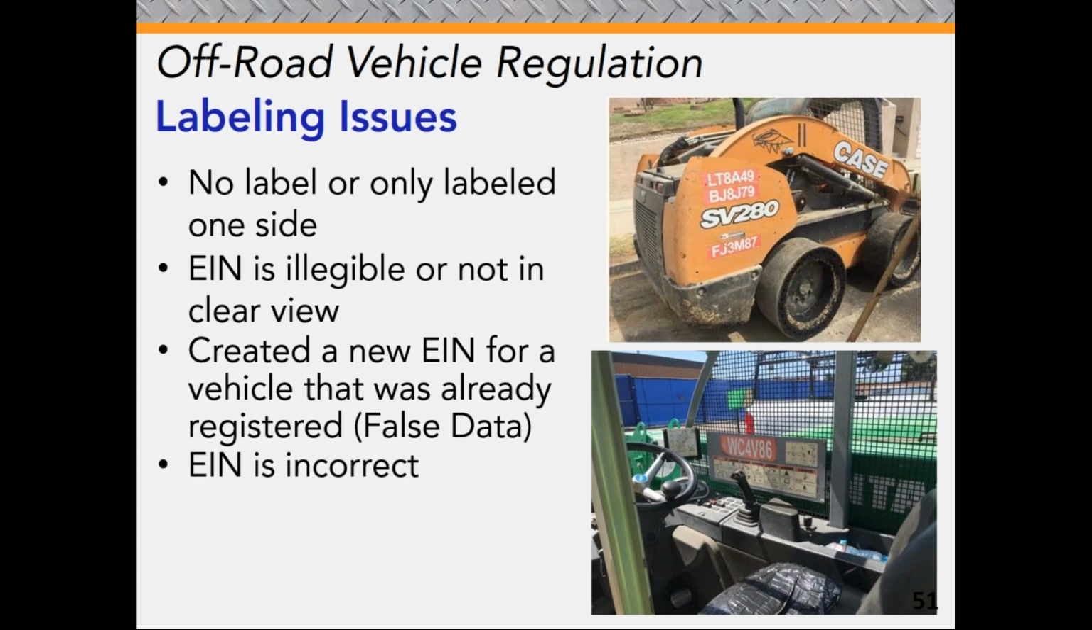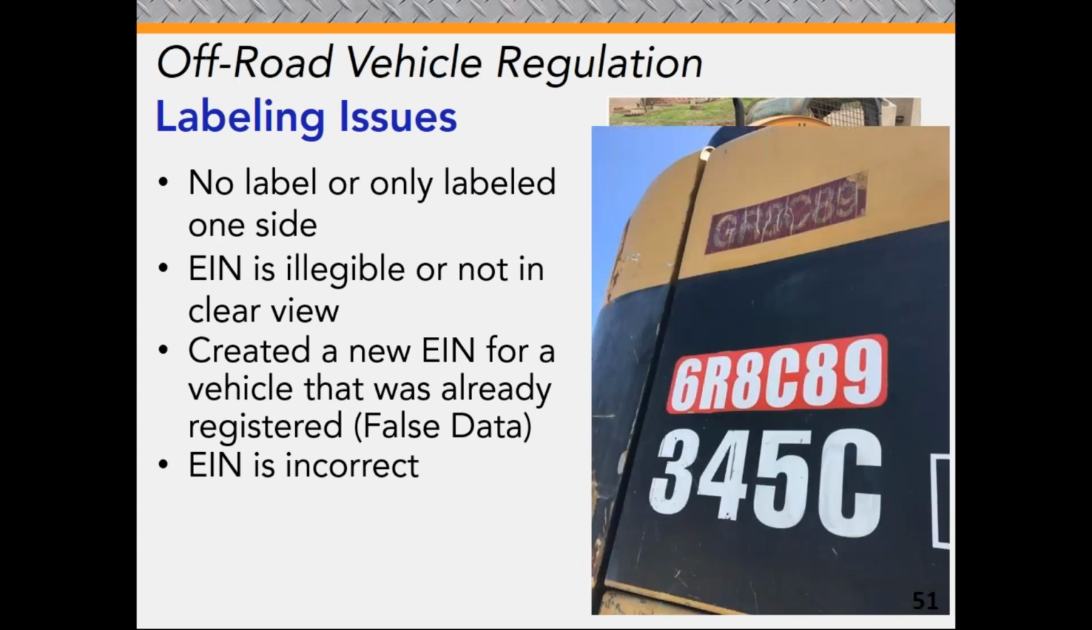We also see incorrect EINs being applied. Sometimes it's just an issue of bad handwriting. In this particular case, you can see that top label started to get pretty sun damaged. It was getting hard to read. So they did the right thing. They went and replaced it. But probably whoever wrote it down made their G look a little bit too swirly and it looked like a 6. And then they ended up with that second label there that's the incorrect label.